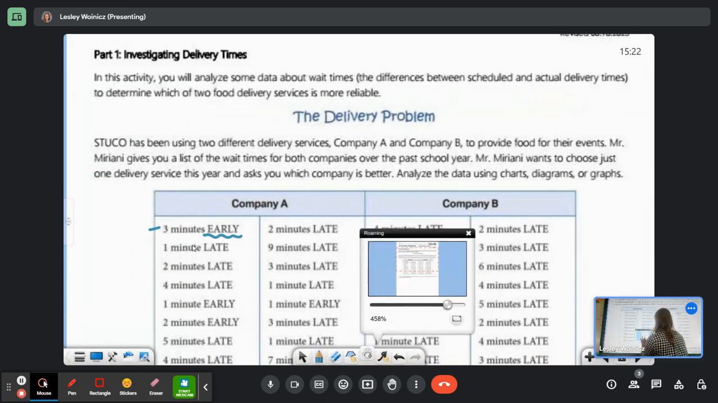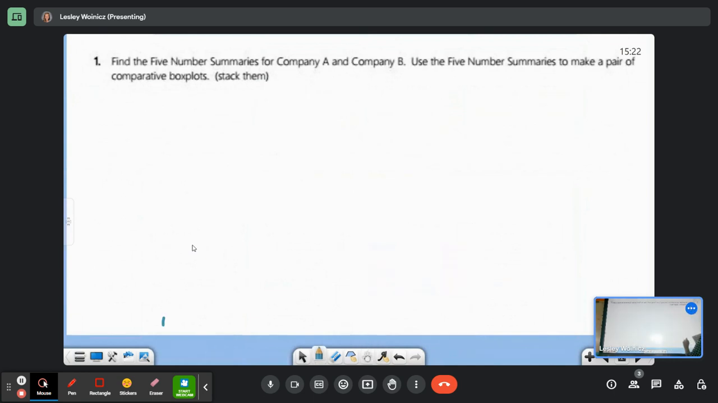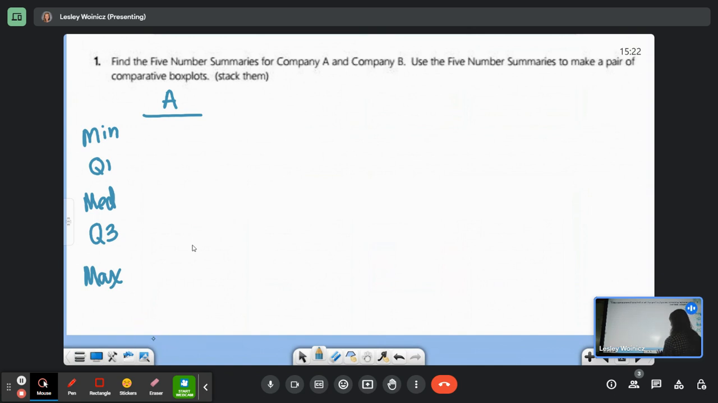Okay, so we're going to write that down on the paper. So for company A, we had a min, a quartile 1, a median, a quartile 3, and a max. For company A, those were -3, 0, 2, 4, and 9. Is that what you guys got? Okay, excellent. Are you done with company B yet?